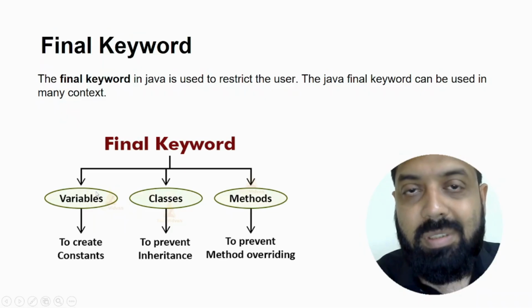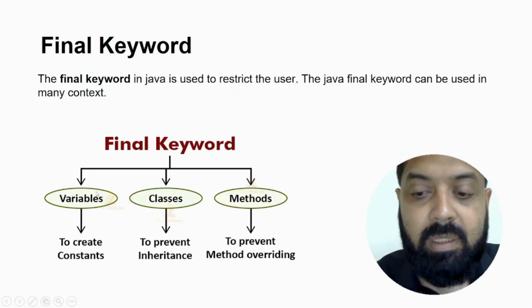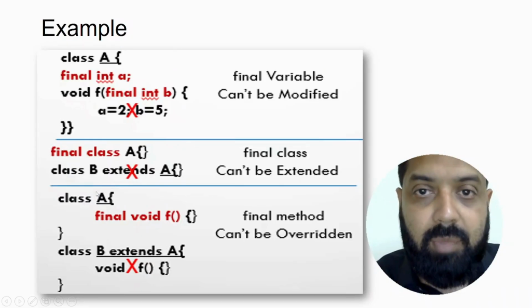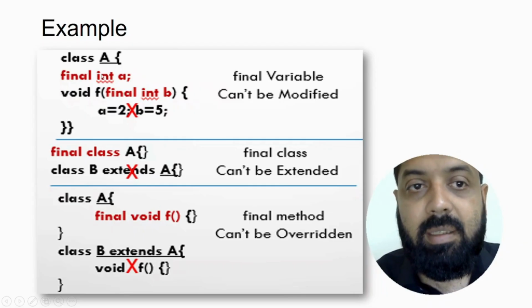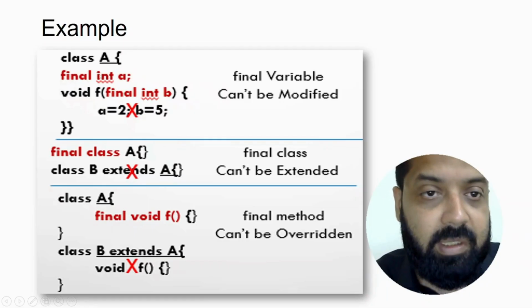You can use the final keyword in all three different ways. So let's move toward the example of the final keyword. This is code number one. Here you can see that the code in red color is basically using the final keyword.